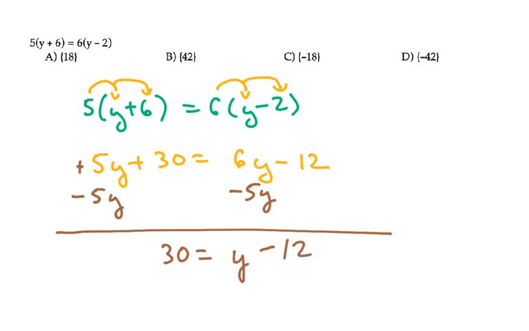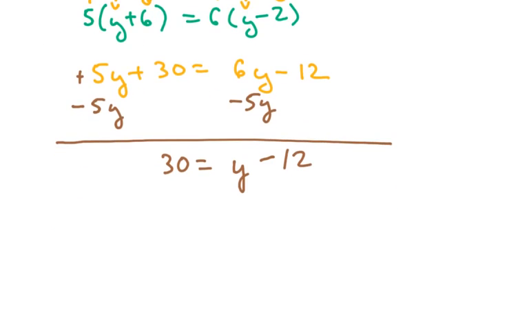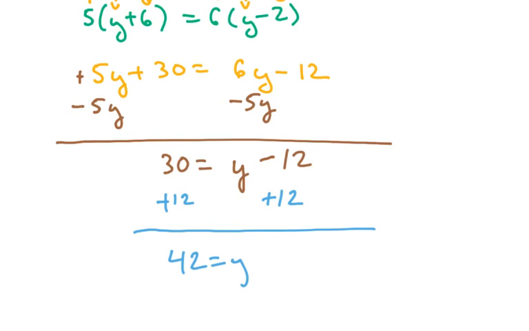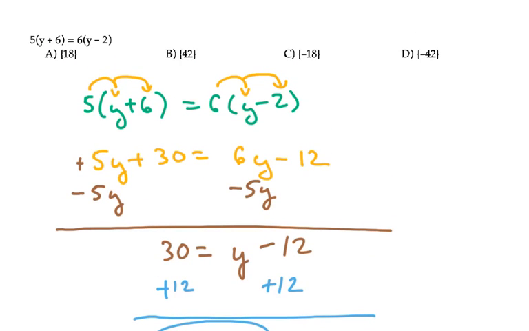So one of the goals that we always try to do is we try to keep things positive as long as possible. Now that I have negative 12, the opposite of subtraction is addition, so I'll add 12 to both sides, and I'll get 42 equals y. Okay, I'm not going to do this, but if I wanted to, I could take 42 and plug it in and test both sides to see if they're equivalent.